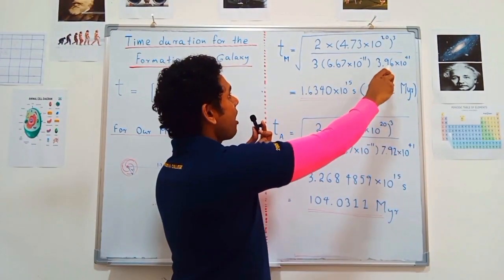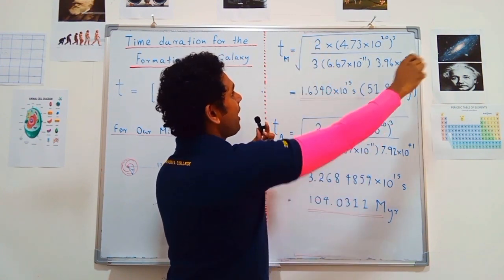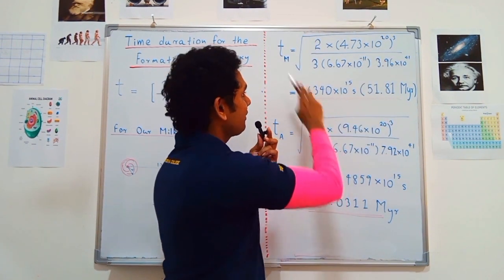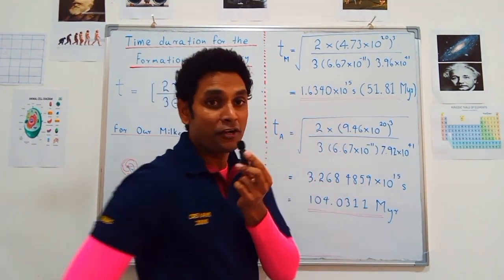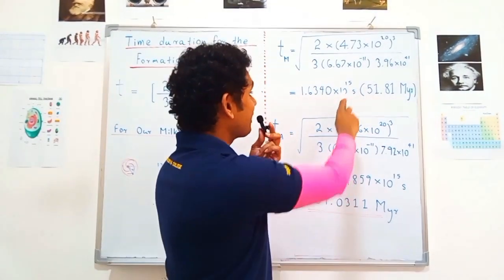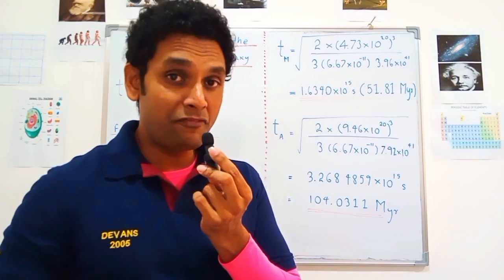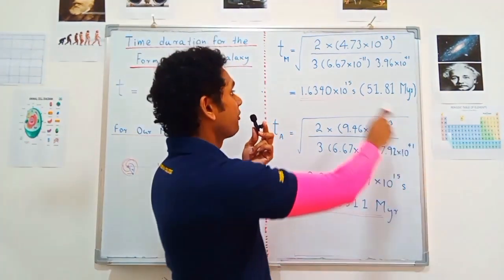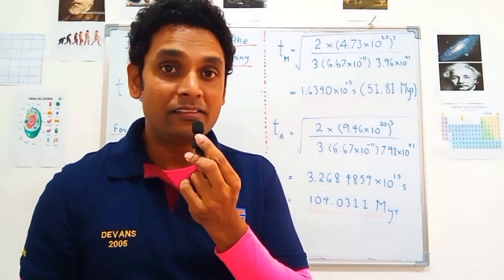So finally, after calculating this, with meters, kilograms and the constant, we get the value 1.6340 multiplied by 10 to the power 15 seconds as the time duration for the formation of the Milky Way. And if we take this in years, 51.81 million years will be the answer.